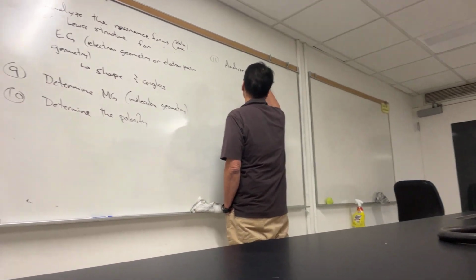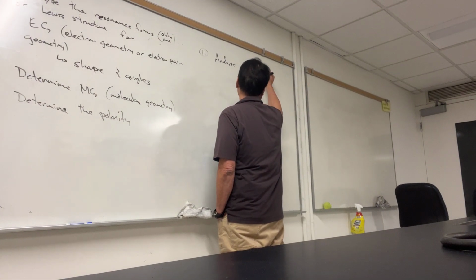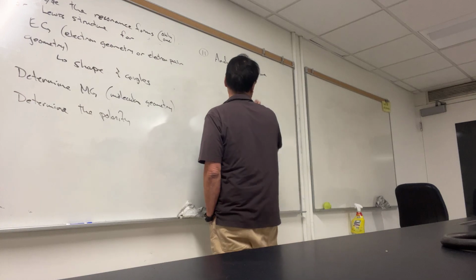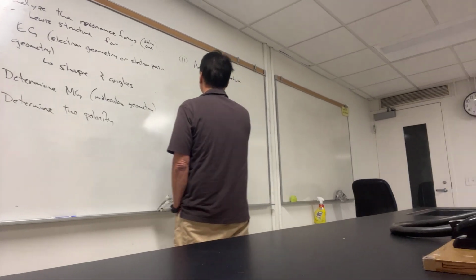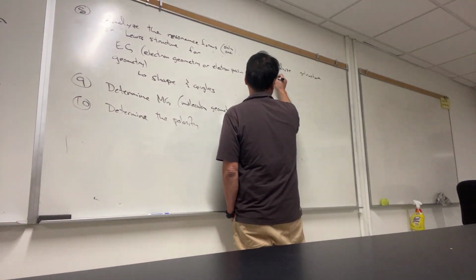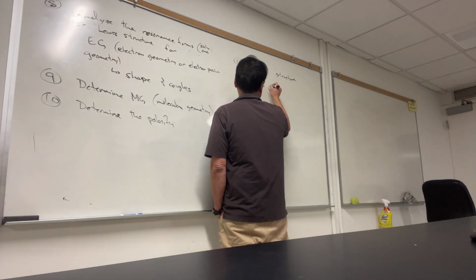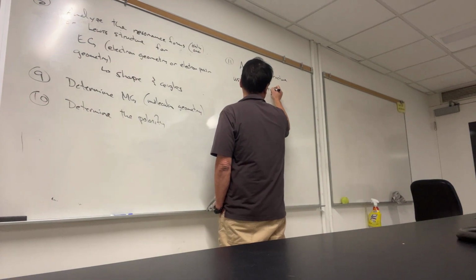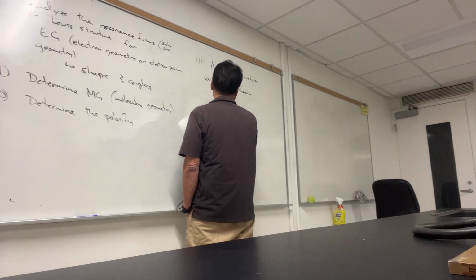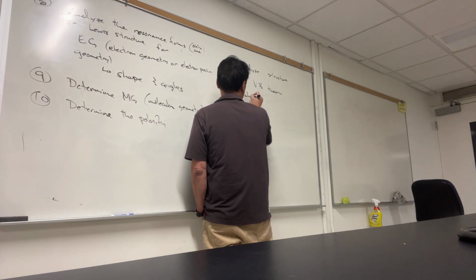Analyze the structure. So usually we just pick one of the structures to analyze using VB theory. VB theory is called valence bond theory.